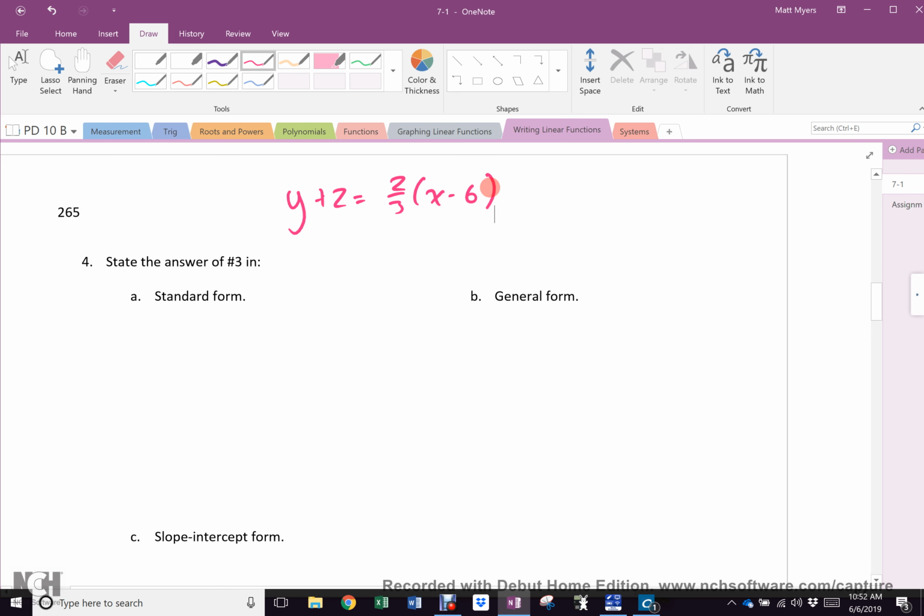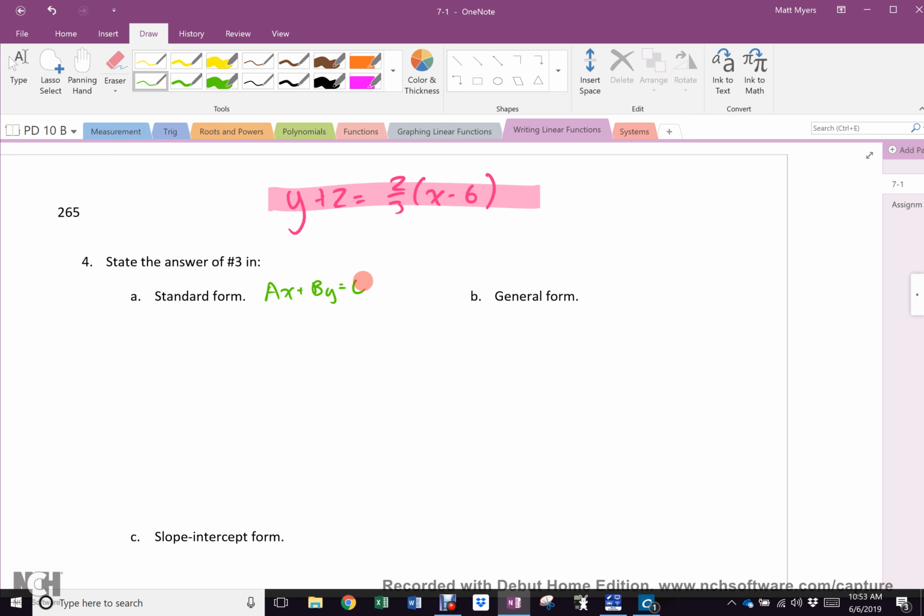An equation or the equation? An equation. 3 more options right here. Now, like I said, we've already done this. How do I turn this into standard form? What has to disappear? The fraction and the brackets.